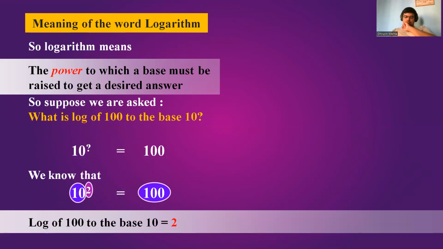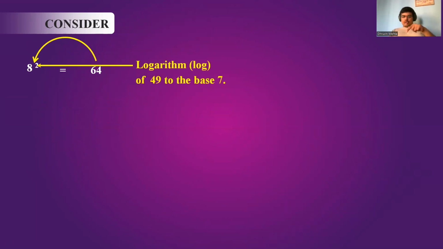Now 8 square is 64, we know this. So we can write the same thing as log of 64 to the base 8 is 2. Ignore the 49 and 7, that is a typing error. So it's log of 64 to the base 8 equal to 2.